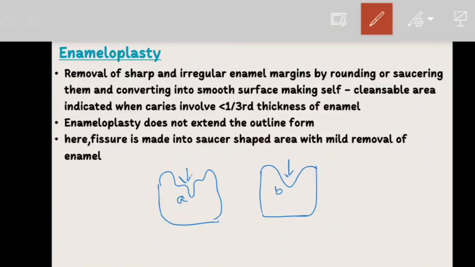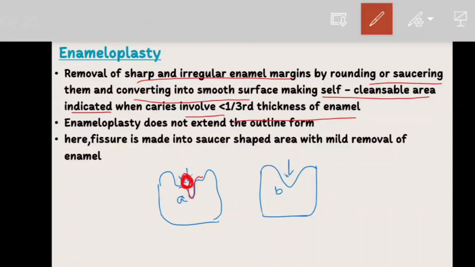and the width of the gingival seat will be 0.8 mm. Enamel plasty. So enamel plasty means removal of the sharp and irregular enamel margins by rounding or saucering them and converting them into a smooth surface, making a self-cleansing area, indicated when caries involves less than 1/3 of the thickness of the enamel.